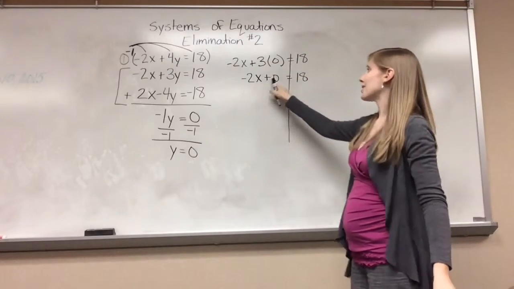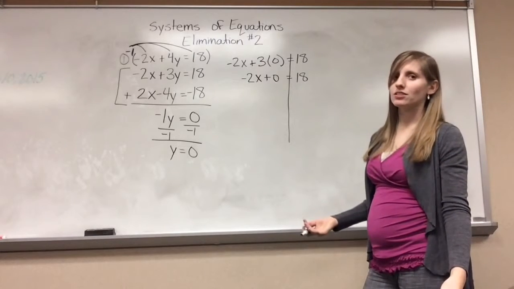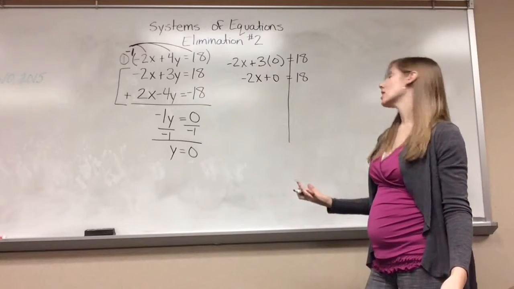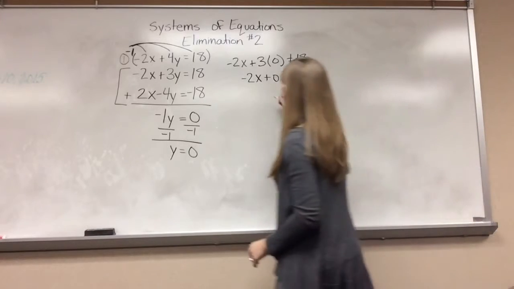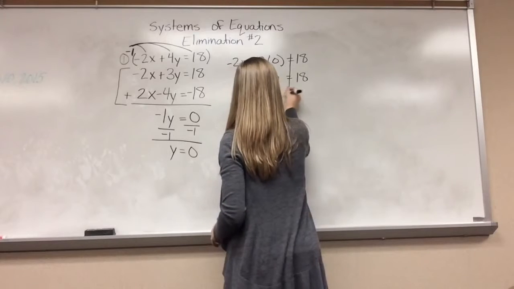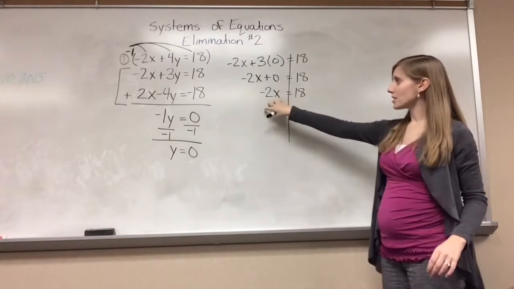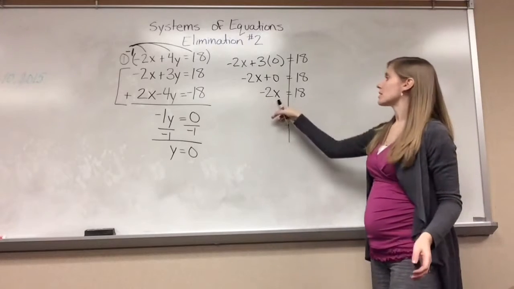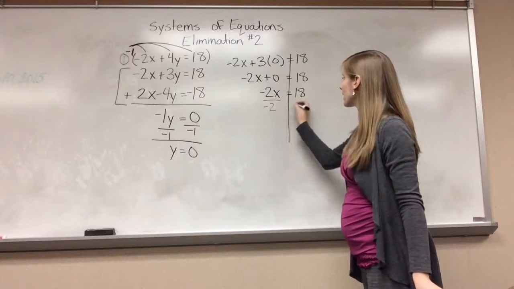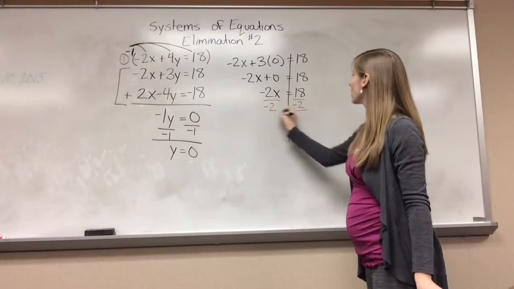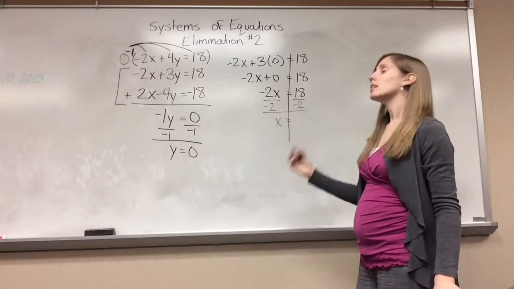Negative 2x plus 0, anytime you add 0 to anything, it doesn't change. Like 7 plus 0 is still 7. So negative 2x plus 0 is still just negative 2x. We're going to leave that as negative 2x equals 18. And then from there, I just need to cancel out the negative 2. This is multiplication. They're right next to each other. So I'm going to divide both sides by negative 2. I get x equals 18 divided by negative 2, which is negative 9.